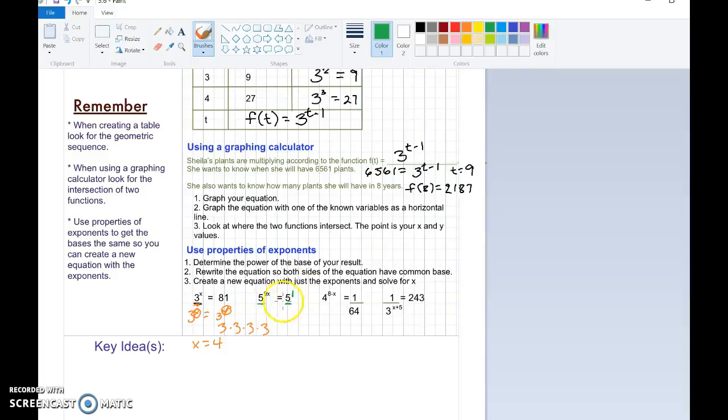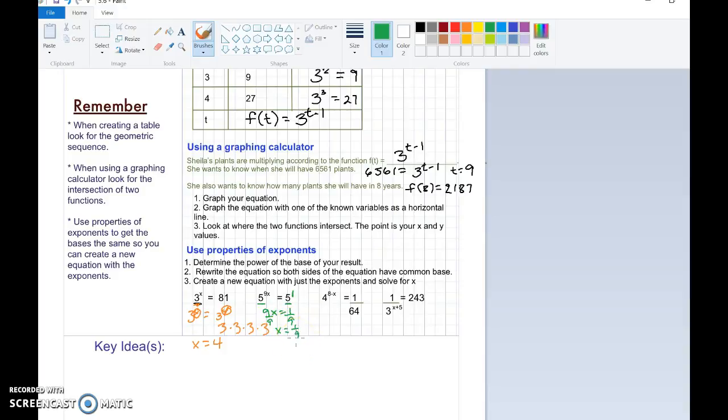When we have the same bases, all we have to do is take our exponents and make them equal to each other. So now we have 9x equals 1. And then we just solve for x. Divide by 9, and we get x equals 1/9.